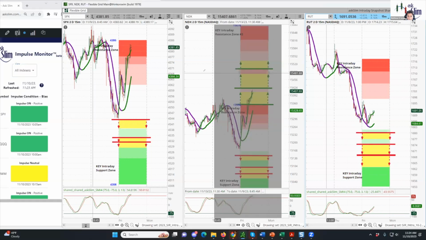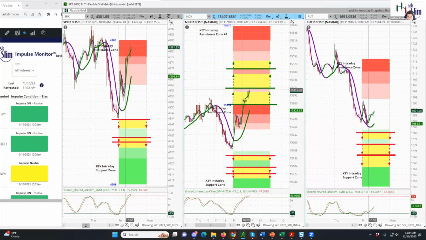Just look at today's price action. Again, we had that gap up, came into that second level or layer of resistance, a textbook pullback. Then it pushed through the first layer of resistance, paused, and we can see that the impulse monitor turned on at 10 a.m. So let's just look at where that is.